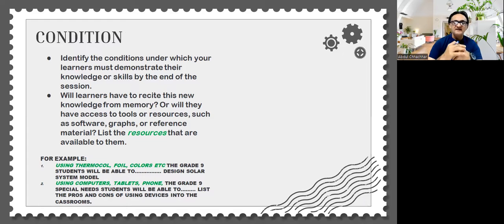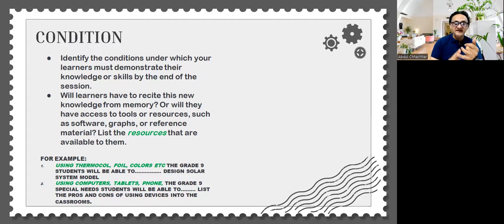If you are expecting that at the end the learner has to design the model or list the pros and cons, you have to at least provide the supplies, aids, resources. Okay, so for example, using thermocol and foil colors, the grade 9 students will be able to design a solar system model. Now first, your audience is grade 9. What behavior are you expecting at the end of the session? They have to design a solar model. What conditions are you providing? You are providing thermocol, foil colors and other resources that they need.